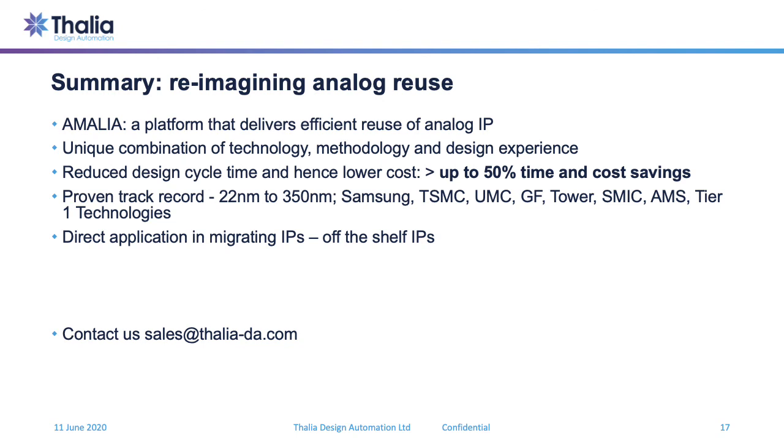To recap, at Thalia, we are bringing about a paradigm shift in the way analog IPs are reused. This is through Thalia's unique IP reuse platform called Amalia, which is a combination of proprietary technology, methodology, and design expertise. We have a track record of working on applications ranging from baseband all the way to RF front-end applications. We've delivered reduction in design cycle time of up to 50%, and in the process, reduction to the cost of reusing IPs as well.